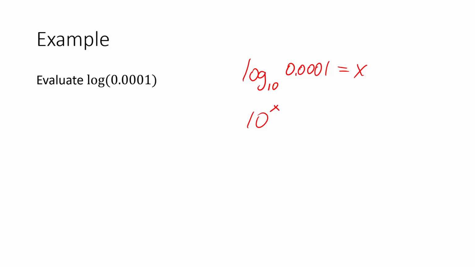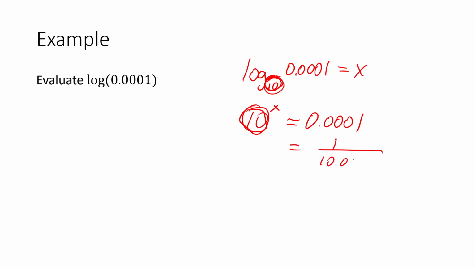That would be like saying 10 to the x. The base of the logarithm becomes the base of the exponent. So 10 to the x would be equal to 0.0001. And this means x is -4, because 0.0001 is equal to 1 over 10,000. Since 10 to the 4 is equal to 10,000, therefore 10 to the -4 is equal to 1 over 10,000.